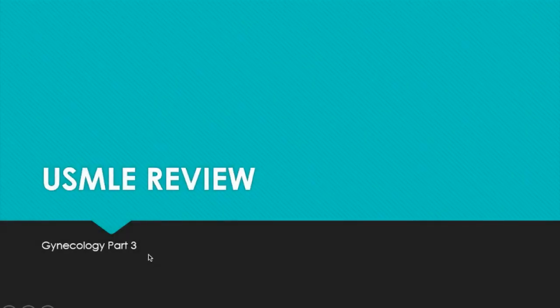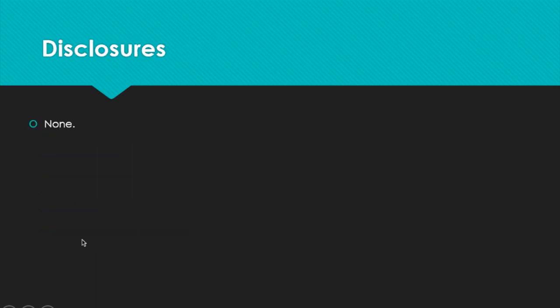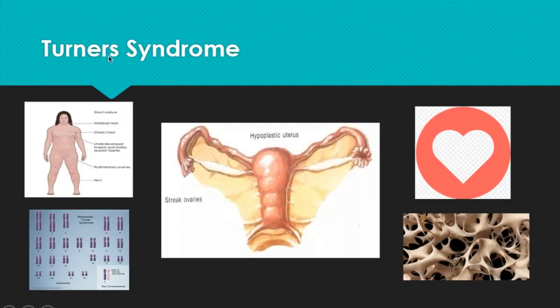This is going to be a USMLE review of the gynecology section. This is the third video in this series. Here we'll cover Turner syndrome, menopause, fibroadenoma, SERMs, infertility, and Sertoli-Leydig cell tumors. I have no disclosures. We'll begin with Turner syndrome.